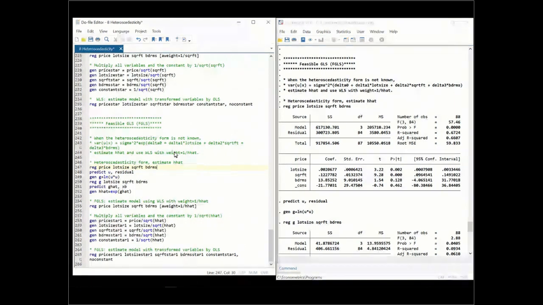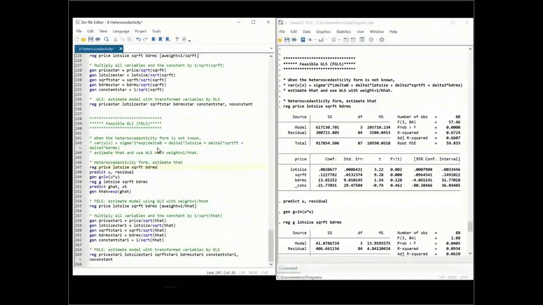I added the exponent there because we want to ensure that we have positive variance. Otherwise, this expression could be positive or negative, and we cannot have that for the variance. Here we just don't know the exact form of the heteroscedasticity, but we assume that it depends on these variables, and we would be estimating it. So we would estimate h hat from here, and use weighted least squares with the weight equal to 1 divided by h hat.